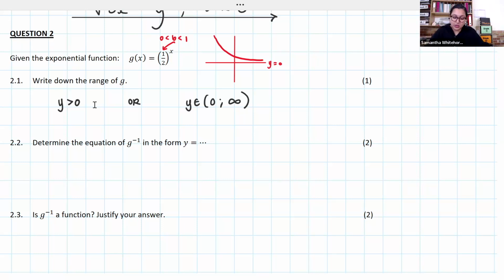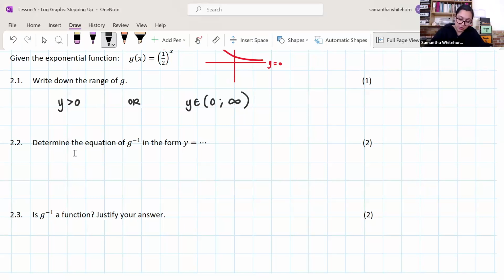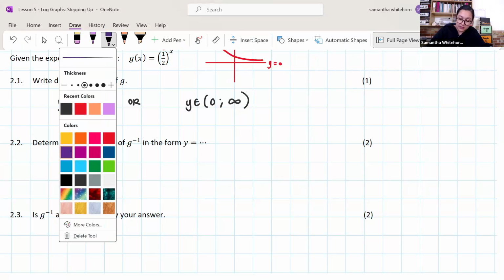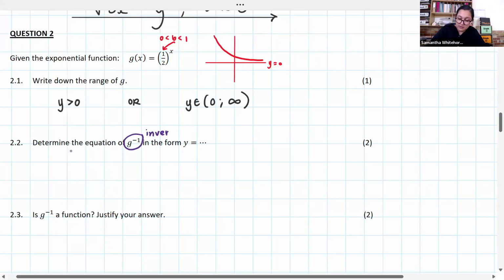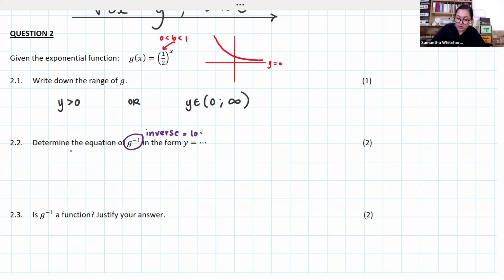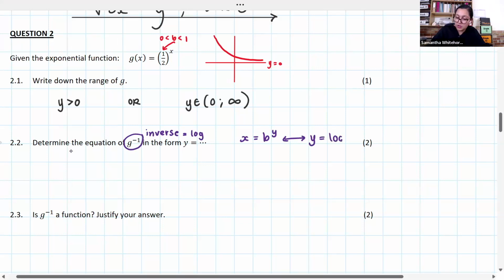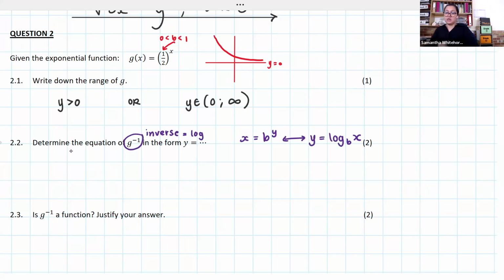So 2.2 says determine the equation of g to the negative 1 in the form of. Now, automatically in our head, we should be thinking, cool, this is the inverse, and the inverse of an exponential is a log. So we now need to go back to our conversion rule to go from an exponential to a log. So I'm going to give you 60 seconds. I want the equation of my inverse function. Let's see what we get.